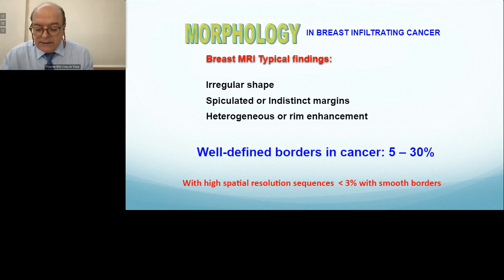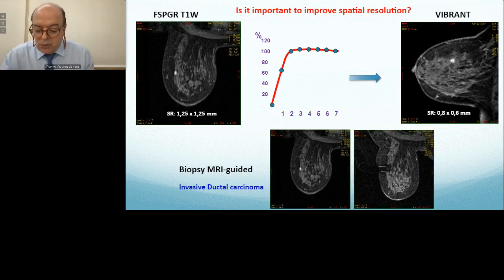rim enhancement. Several publications have proved that invasive breast cancer can show well-defined margins in a variable percentage, from 5 to 30%. This wide range accounts for the variability in image resolution and tumor size, but using high spatial resolution sequences, less than 3% of malignant tumors showed well-defined margins. I'll show you an example of this.